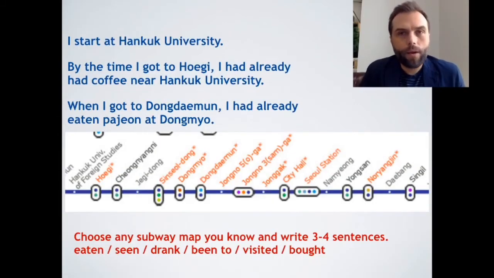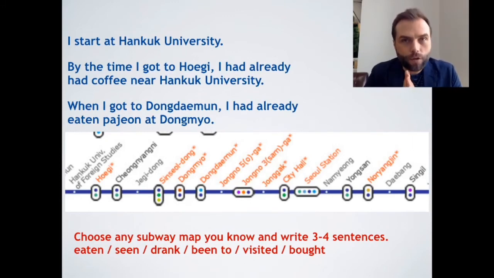Now, here is my subway, and here is some information about me. I start at Hanguk University. By the time I got to Hwegi, I had already had coffee near Hanguk University. When I got to Dongdaemun, I had already eaten pajeon at Dongmyo. Okay, so this is my day and the different things I did during my day.